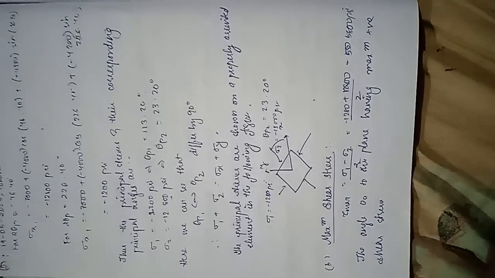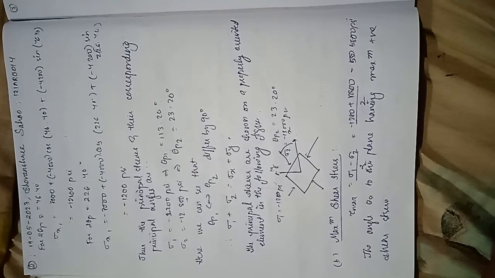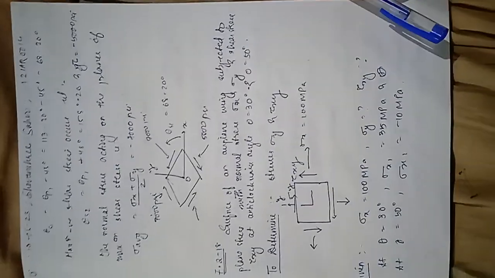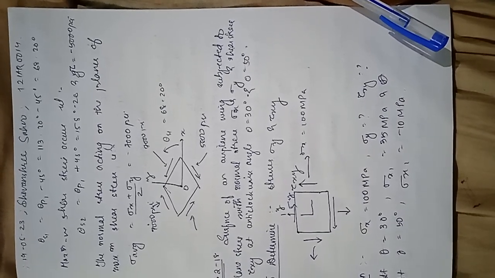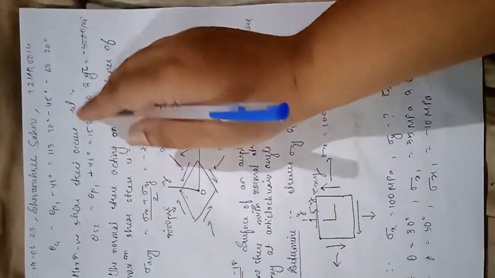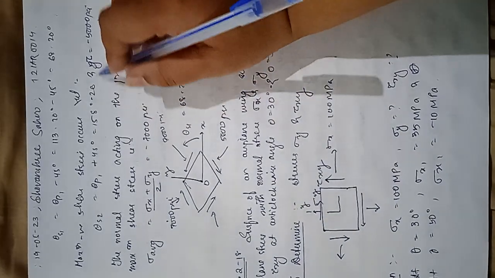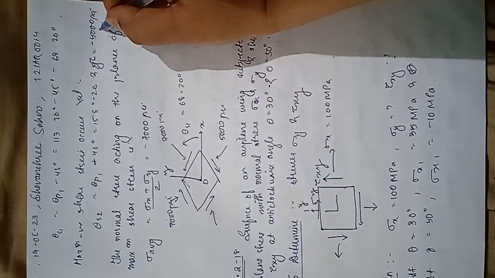And the maximum shear stress tau max is equal to sigma 1 minus sigma 2 by 2, which is equal to minus 1,200 plus 12,800 by 2, which is equal to 5,800 psi. The angle to the plane having maximum positive shear stress, theta s1, is equal to theta p1 minus 45 degrees, which is 113.20 minus 45 degrees, equal to 68.2 degrees. Maximum negative shear occurs at theta p1 plus 45 degrees, with a value of minus 5,800 psi.